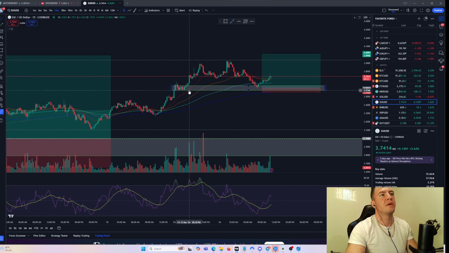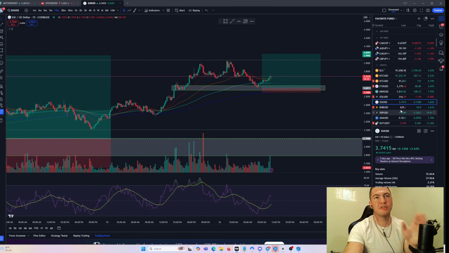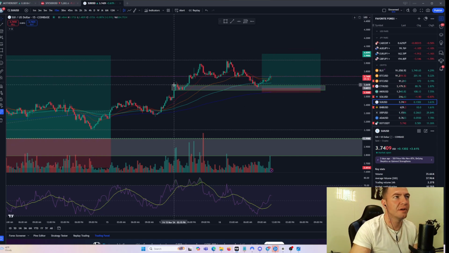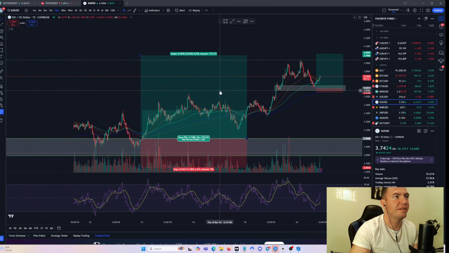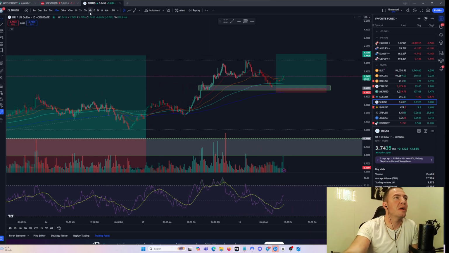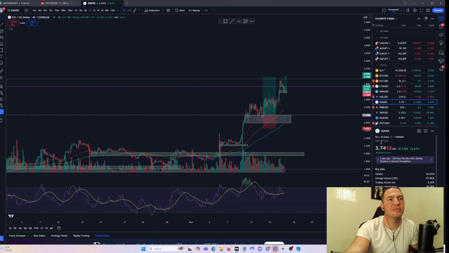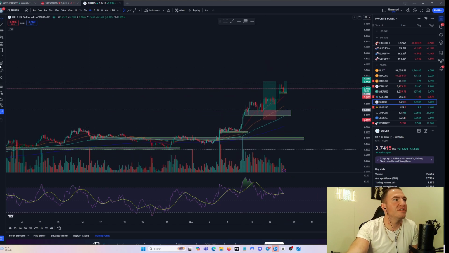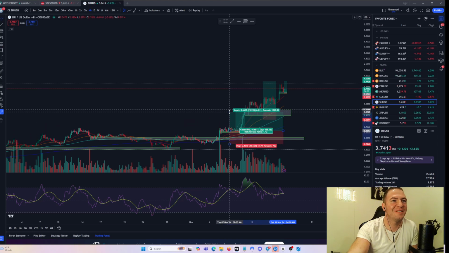So this is SUI. I saw SUI come into this support zone right here. It did come right into it. We've been very, very, very bullish. We've just been consistently going up higher and higher, as you can see. And we have been just catching every wave up. It's been amazing since the election.